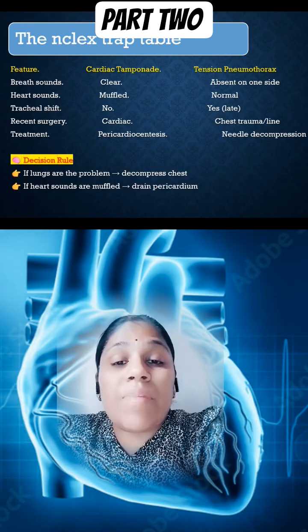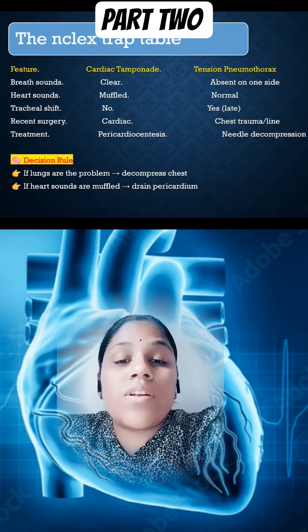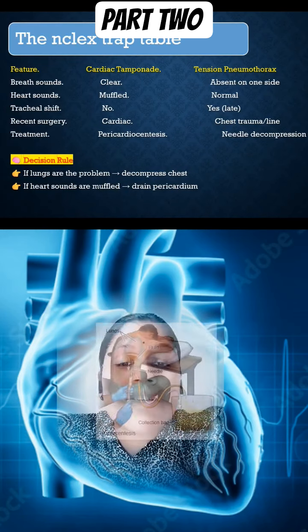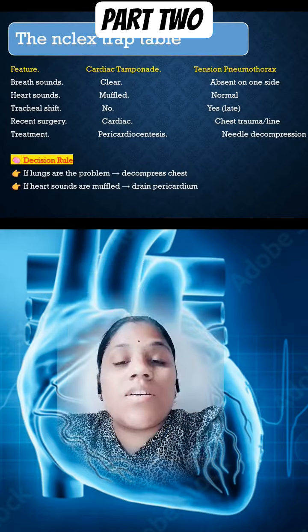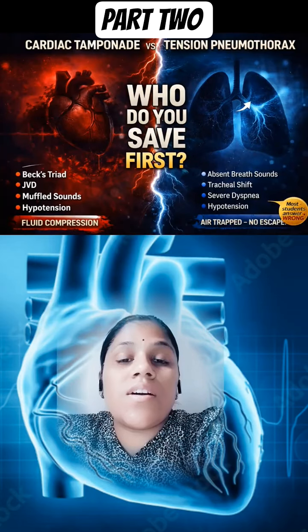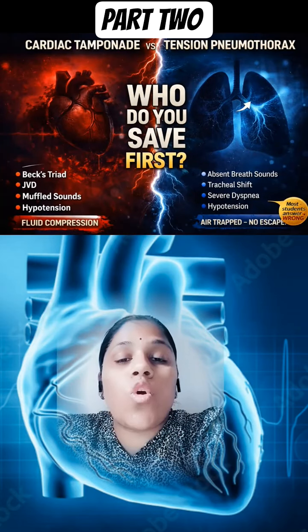When we are going about this type of particular questions, the important decision rule is: if the lung is the problem, we have to decompress the chest by needle decompression, and if the heart sounds are muffled, then drain the pericardium. This is the only solution. So these are the important aspects we need to monitor.